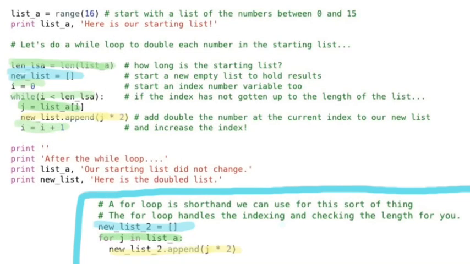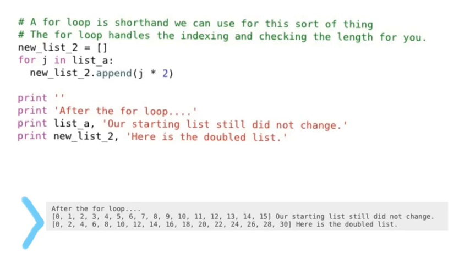Here is a for loop version of the same thing. It goes through and builds a new list with double each number in the starting list, but as you can see, it's got a lot fewer lines of code. That's because it takes care of keeping track of where you are in the list for you. So this says for every value in the list A, go through one by one and assign it to the variable j, which it creates and assigns for you, unlike in the while loop where you had to do it explicitly. And then within the loop, you do the same thing as in the while loop by appending to the new list you're building up j times 2.